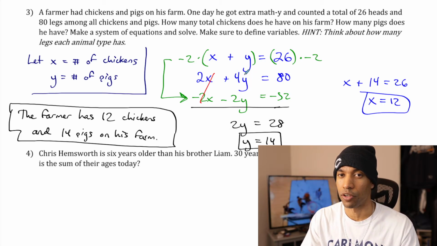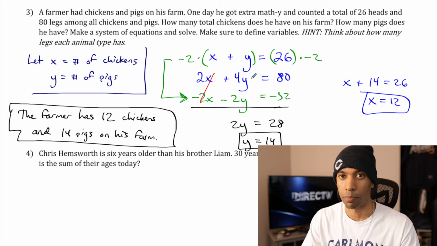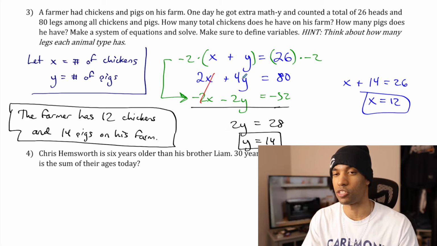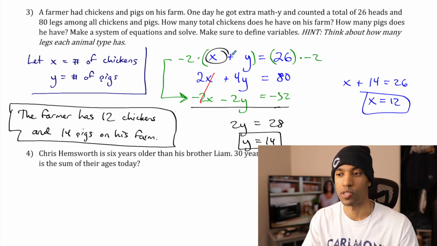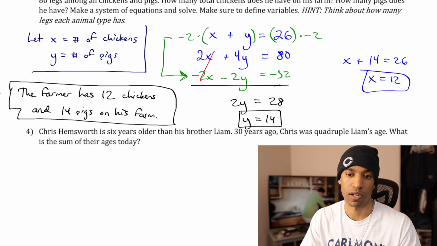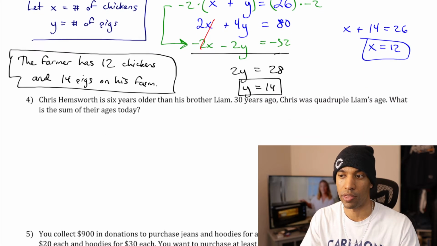The number of legs of all your pigs. All your pigs, not each pig. Four legs per pig, yeah, but there's y, which is the number of pigs, so it's the number of legs of all your pigs. What does x represent? You can either say number of chickens or number of chicken heads. What does 26 represent? All the animals or all the heads.